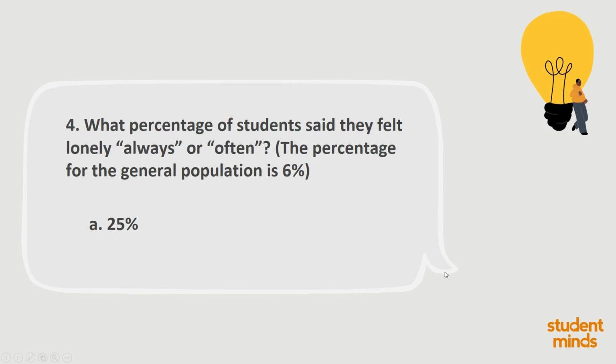Question 4. What percentage of students said they felt lonely always or often? And the percentage for the general population is 6%. The answer is A, 25%. HEPI found in their most recent survey that 25% of students felt lonely most or all of the time, compared to only 6% of the general population. And feeling lonely all or most of the time was a particular problem for Black students, LGBT+ students, and students with a disability.